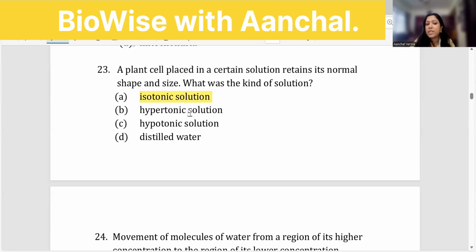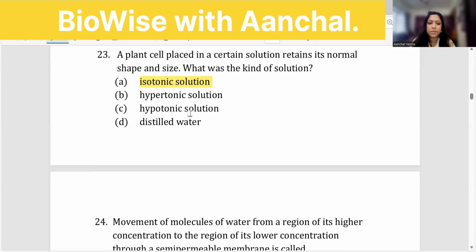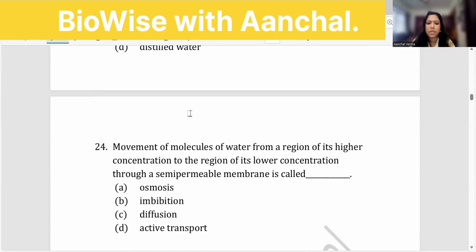If a cell is placed in a hypertonic solution, the cell will shrink because water from the cell is lost through exosmosis. If the cell is placed in a hypotonic solution or distilled water, the cell will bulge and increase in volume because water will be entering the cell through endosmosis. Is that understood? Any doubt? Put it in the comment section, please.